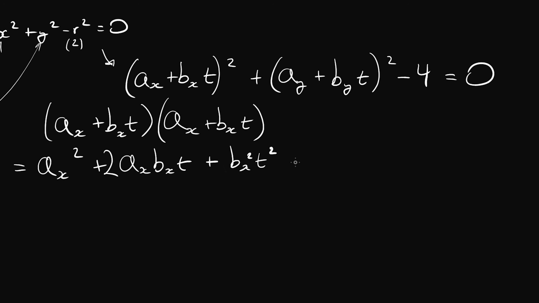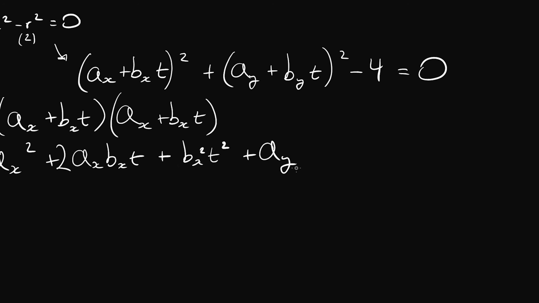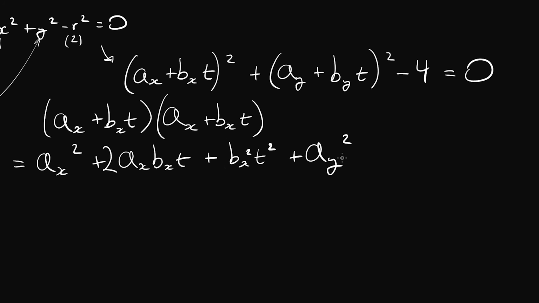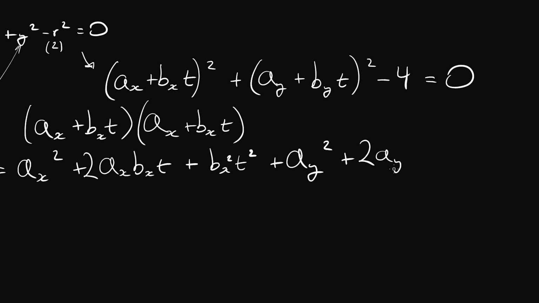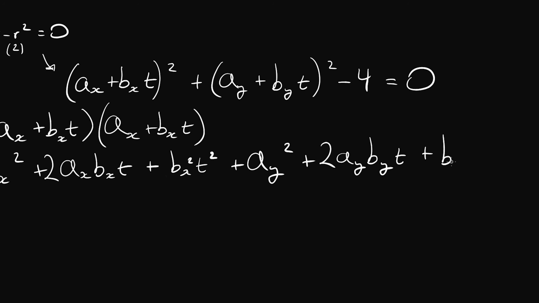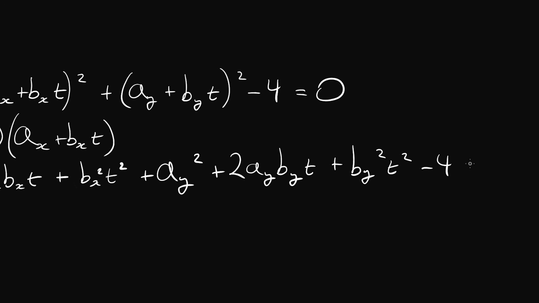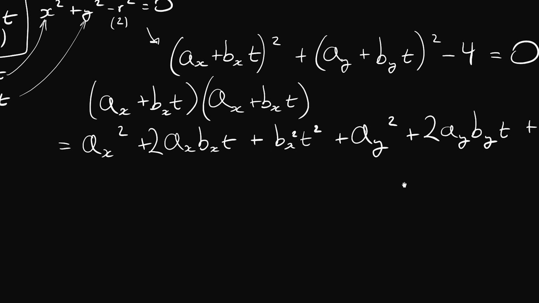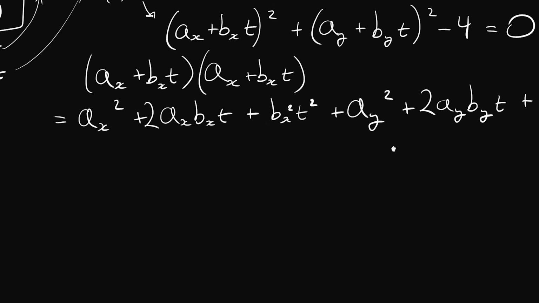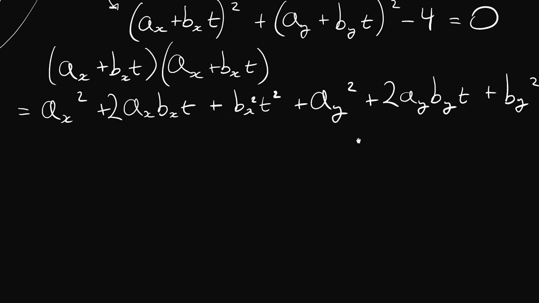If I also do the same thing here, and I just copy this but replace the x's with the y's, because we know it'll be the same, we have ay squared plus 2ay byt plus by squared t squared. That's all of it. And then minus 4 equals 0. Now that is a monster of an equation here. However, we notice a trend here.